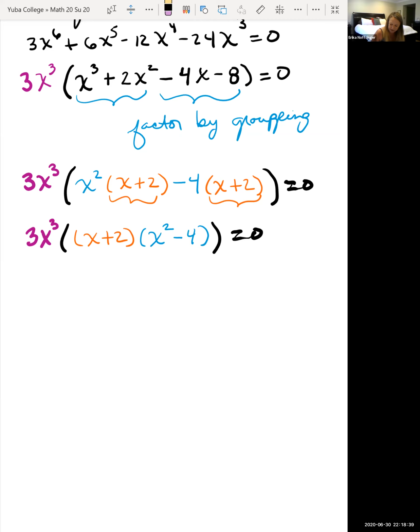Okay, so we have 3x cubed all times x plus 2.